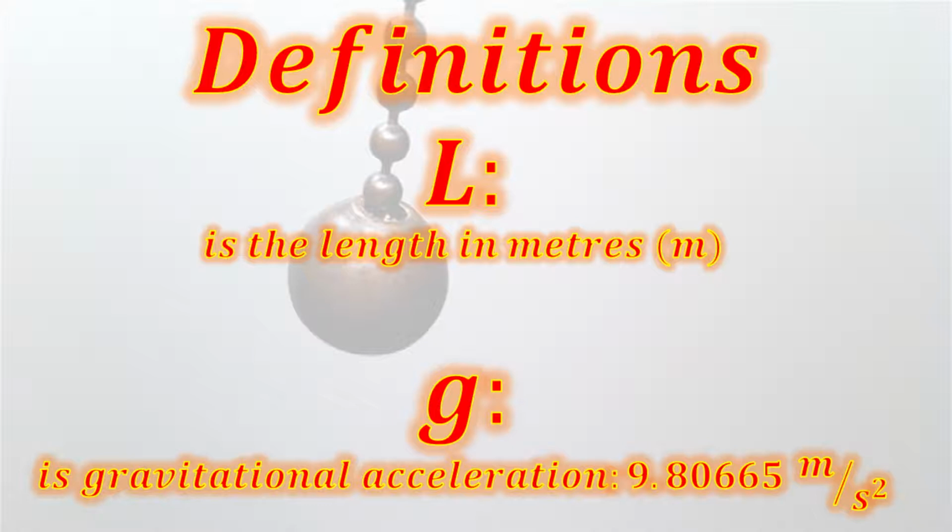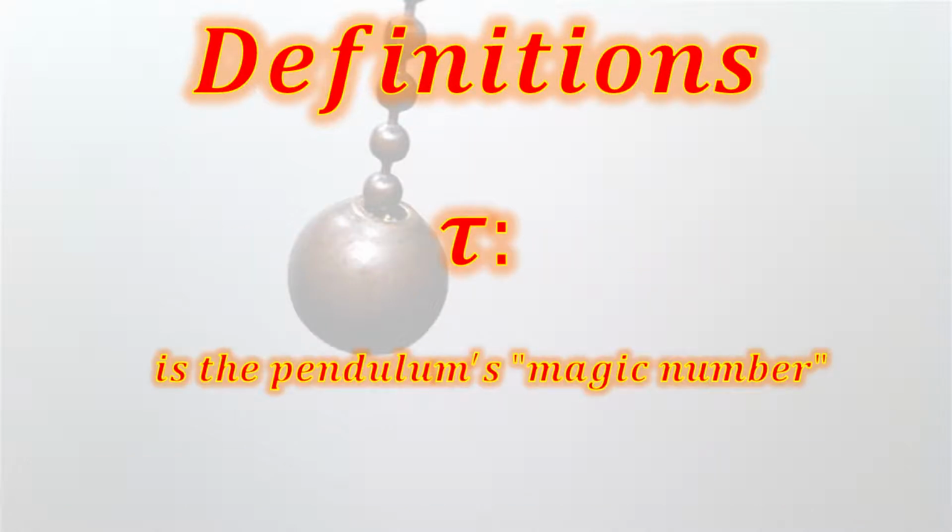It's about 9.80665 meters per second squared. And that's here and there worldwide average-ish. Believe it or not, those decimals are not going to make a hill of beans difference. But it is going to help me with tau. Okay, so definitions again. Tau is the pendulum's magic number, and we're going to go ahead and derive that right now.